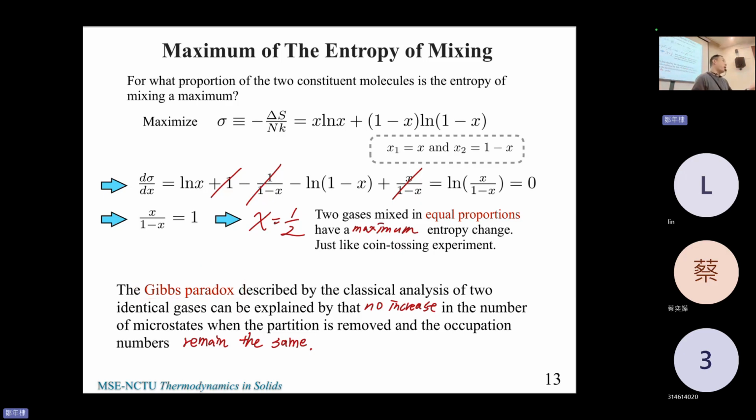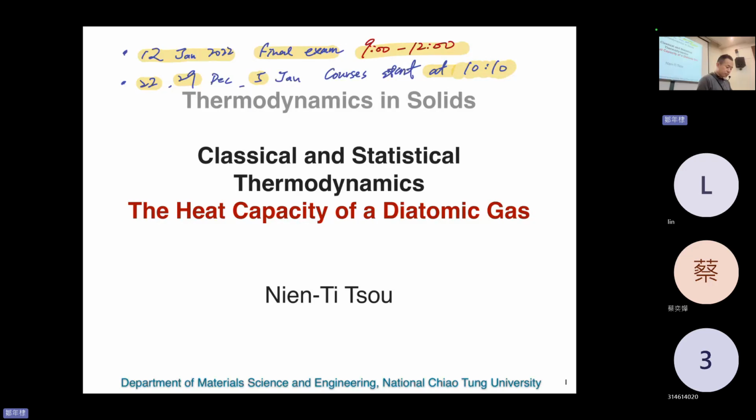So it can overcome the Gibbs paradox. This is the better part. This is the advantage of statistical thermodynamics. All right, well, that's it. That's chapter 7, and then we continue. All right, continue to chapter 8.